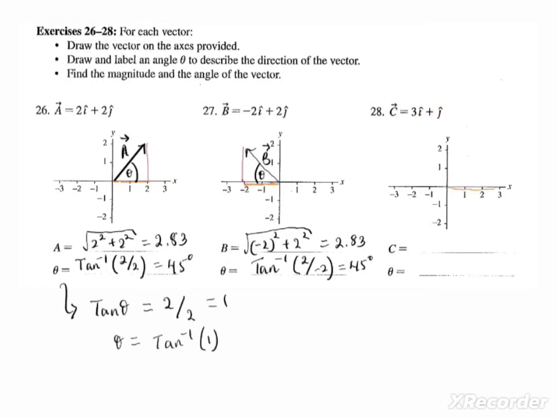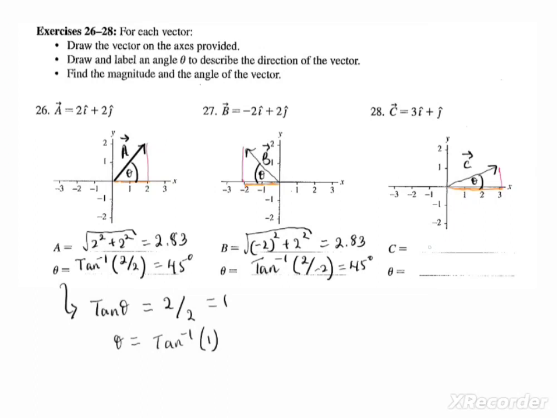Let's do question 28, which is 3i. So we have positive 3 here, and then plus 1j, so it's positive. So that gives us a vector c here. Let's say this is our theta angle. Always draw the angle on the figure, so you know, and somebody who reads your problem and your answers knows which theta you're talking about when you write it down here.